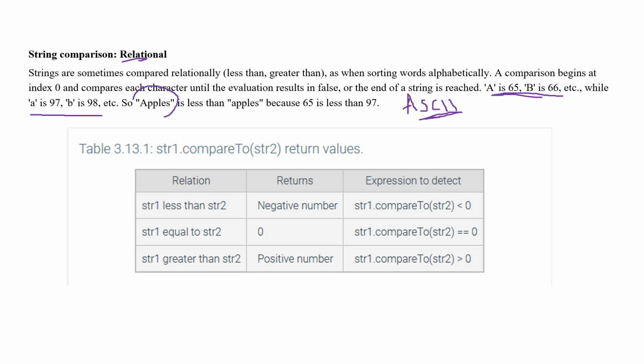So when Apples and apples need to be compared, we can say that the first is lesser because capital A has the lesser ASCII value of 65, but small a has an ASCII value of 97, so apples will be greater. So you can use the compareTo function. The compareTo function will compare two strings.